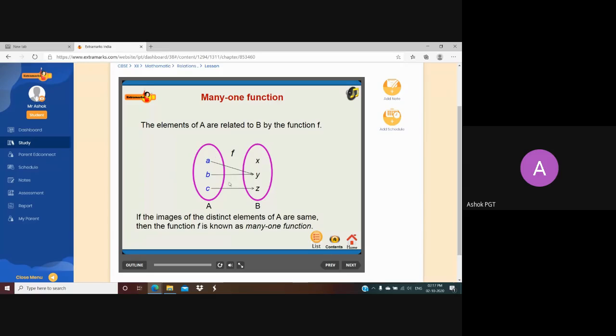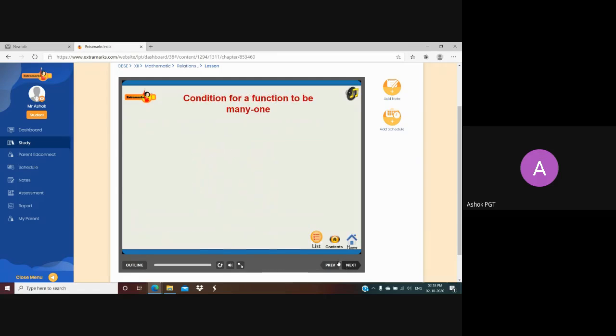When it is not one-one, it is called many-one. This many-one function can be called as many inputs produce one output. I repeat, many inputs produce one output. That is how you can remember it, so that it will be easy for you to understand. Now I move on to the next slide.